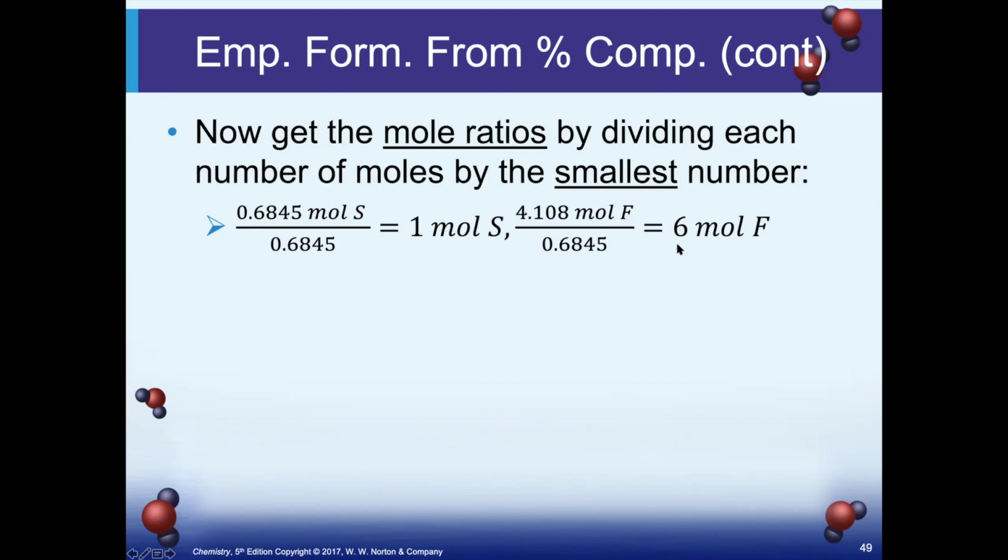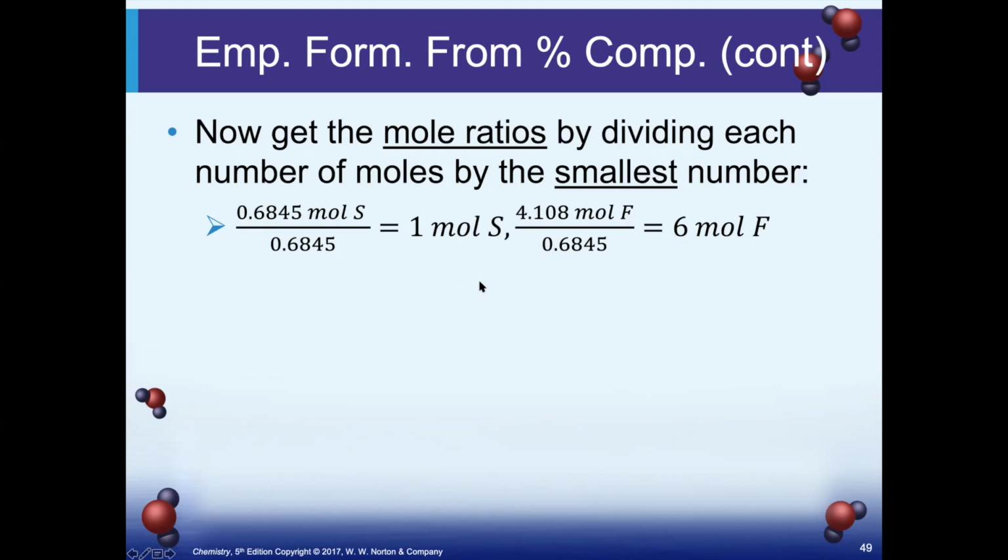Okay, and a lot of times it will be something not exactly a nice whole integer, but that's when you got to round. If it's real close, you just round up or round down to the nearest integer. If it's something like a 0.5, then you multiply both of them by 2. If it's something like 0.25, then you multiply both of them by 4. So sometimes you have to do a little bit more math, but this is just the simplest example to get us started.